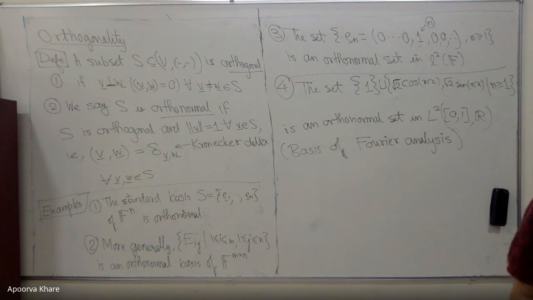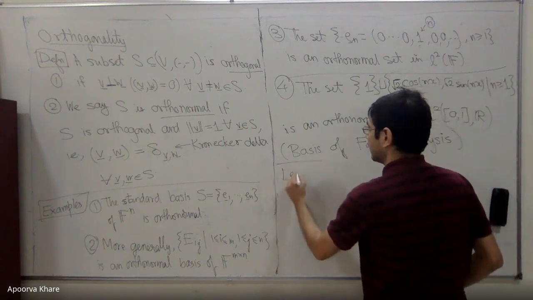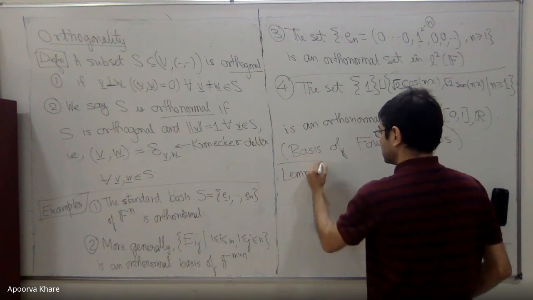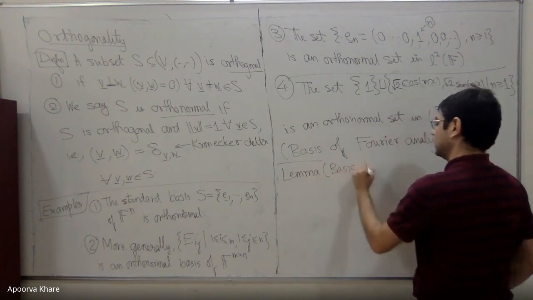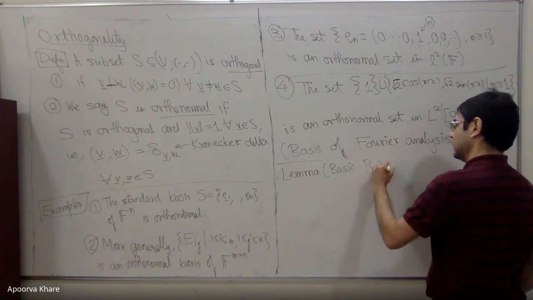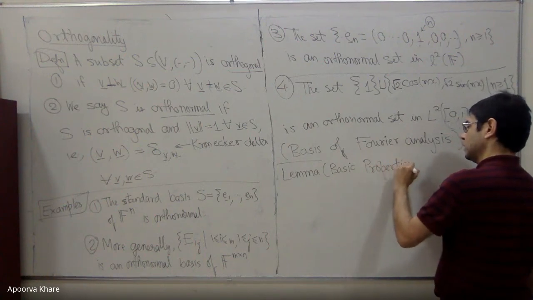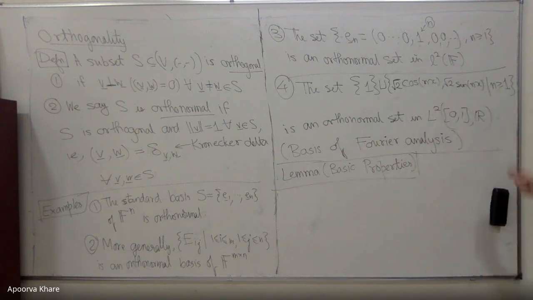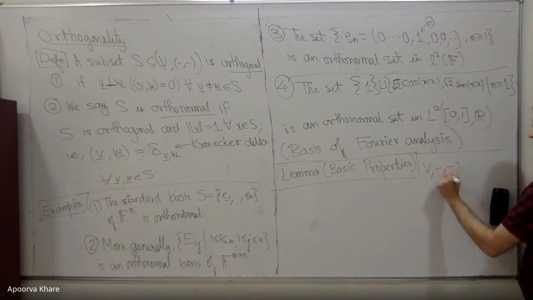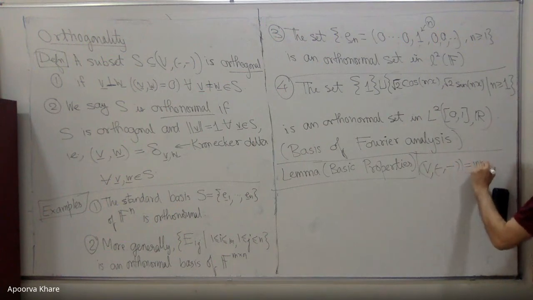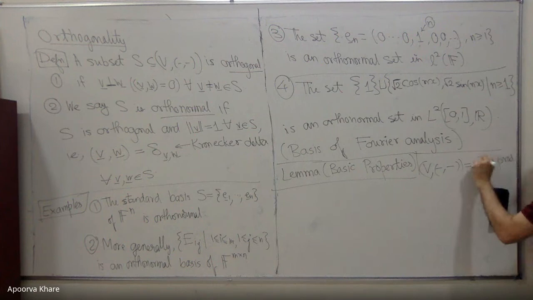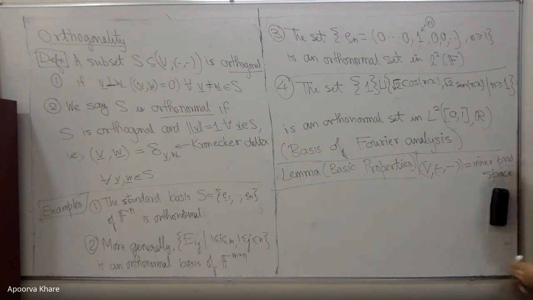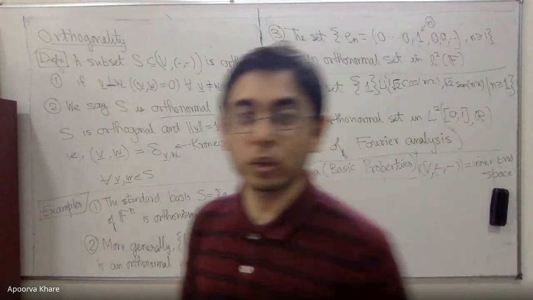Okay, so these are some examples of orthogonal sets. Again, let's talk about a couple of basic properties. This is the basic properties lemma. As usual, V is an inner product space. Okay, so now let's write down some properties of orthogonal sets.